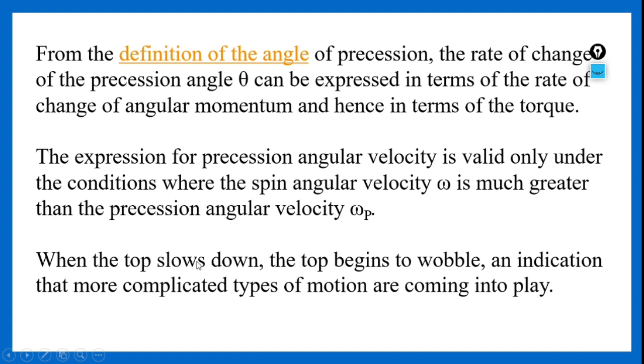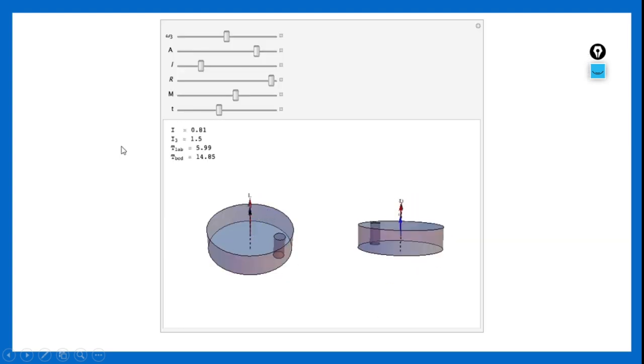That means when the top slows down, the top begins to wobble. Wobble means it will start balancing itself so that it does not fall. When the top slows down, the top begins to wobble, an indication that more complicated types of motion are coming into play. So you might have observed this.